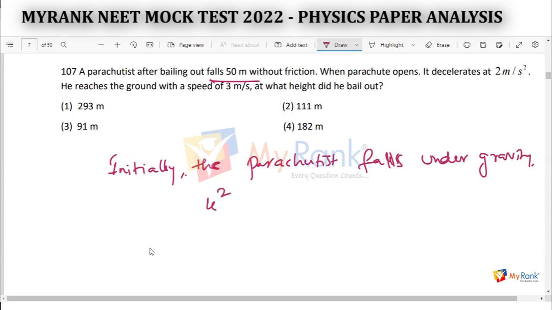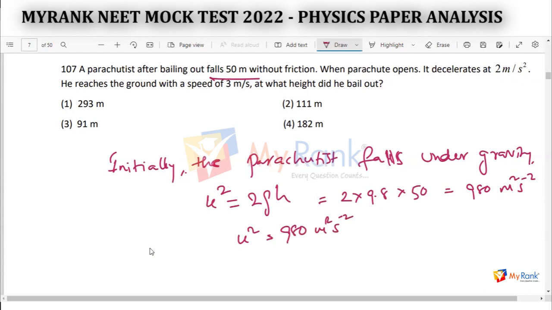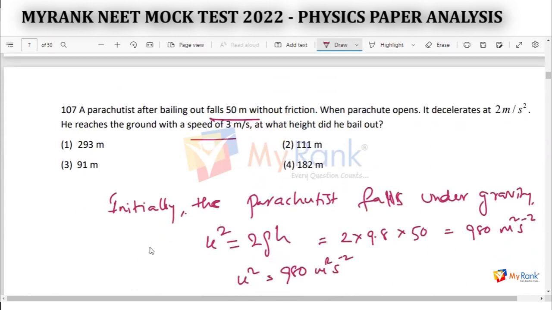With what speed he has to fall means u square is equal to 2gh, students. The value of g is not mentioned as 10, so go for 9.8 only. h is 50 meters. So this becomes 980, isn't it? 980 meter square per second square. u square we are writing as 980 meter square per second square. After that, he's saying that he's reaching the ground with a speed of 3 meters per second, right? What happened when he opened? It starts decelerating because of the air resistance, with this deceleration of 2 meters per second square. And finally, he is reaching the ground with a speed of 3 meters per second.